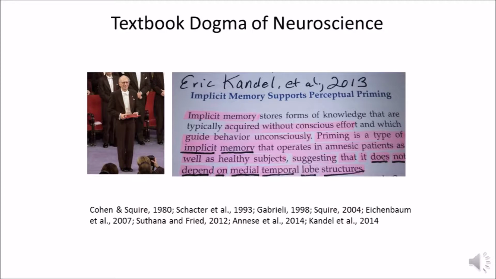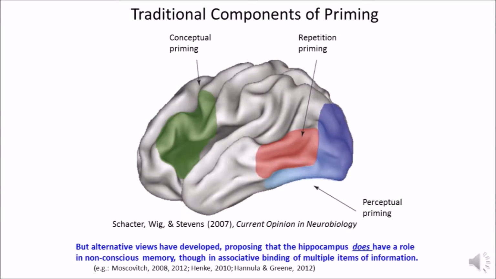When Eric Kandel wrote his book, he tapped into the dogma that many others have introduced before he did. But the idea is that implicit memory does not depend on medial temporal lobe structures. Okay? Classic dogma. Absolute. Every textbook around. And this is a representation of how people have thought implicit memory is served by different neural structures, particularly the sensory and cortical areas. So the frontal cortex is supposed to be involved with conceptual priming, the repetition priming, the superior temporal lobes with perceptual priming, and more the sensory cortices for visual information.